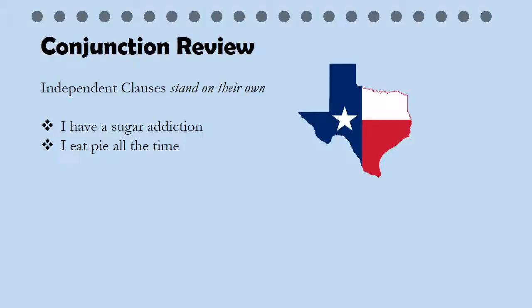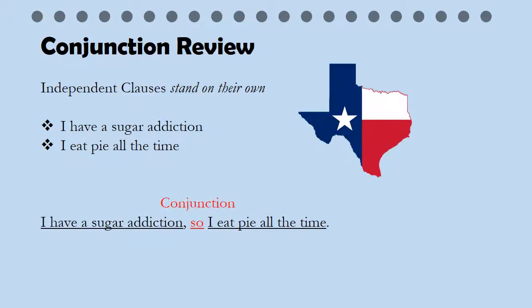However, if we wanted to, we could combine or compound these two independent clauses into one sentence so that they are related. I have a sugar addiction, so I eat pie all the time. So is our conjunction because it brings these independent clauses together in a sensible way. We now see that my sugar addiction causes me to eat pie all the time because our conjunction connects these two ideas. Who remembers what FANBOYS stands for?